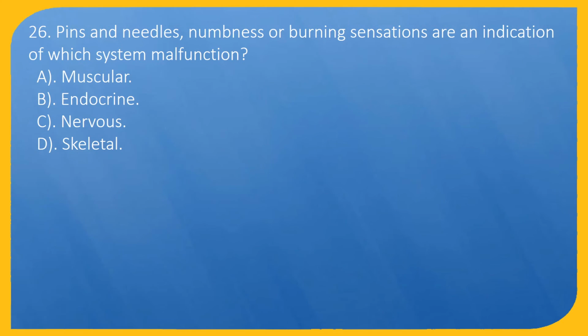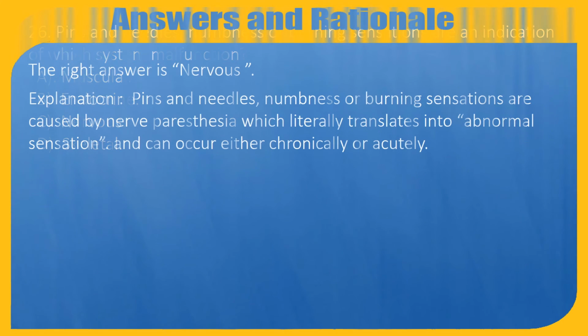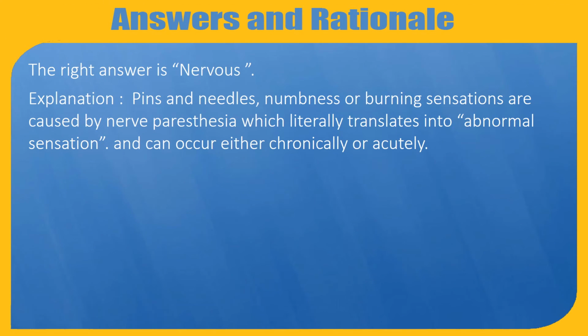Question 26. Pins and needles, numbness or burning sensations are an indication of which system malfunction? A. Muscular. B. Endocrine. C. Nervous. D. Skeletal. The right answer is nervous. Explanation: pins and needles, numbness or burning sensations are caused by nerve paresthesia, which literally translates into abnormal sensation, and can occur either chronically or acutely.